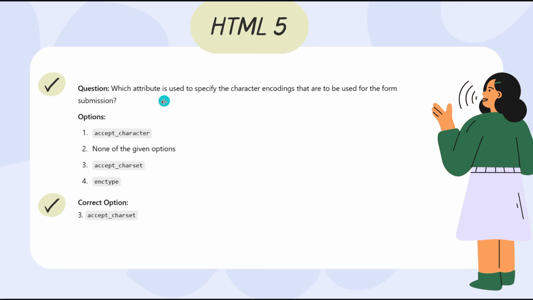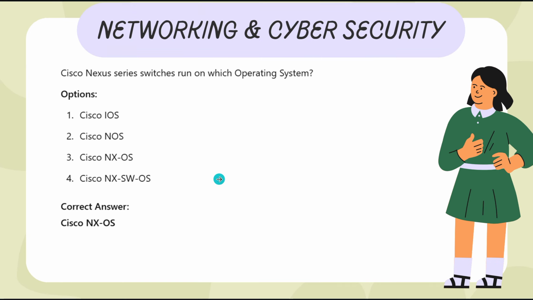This question is from HTML5. It is repeated several times. Which attribute is used to specify the character encodings that are to be used for the form submission? accept-charset. Okay, this is the solution.